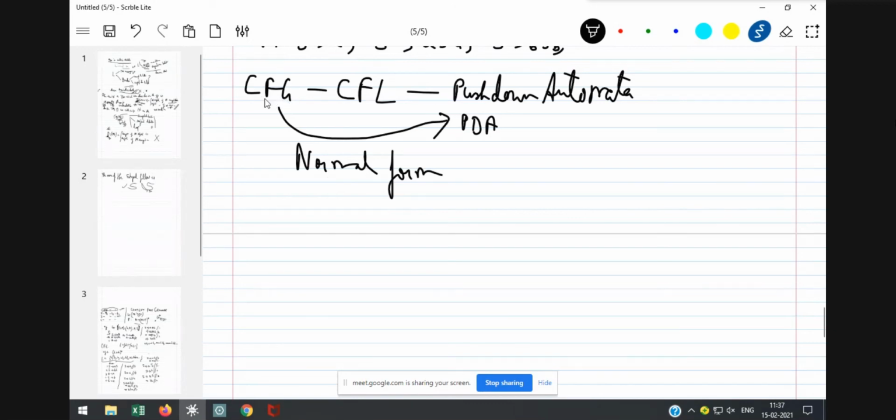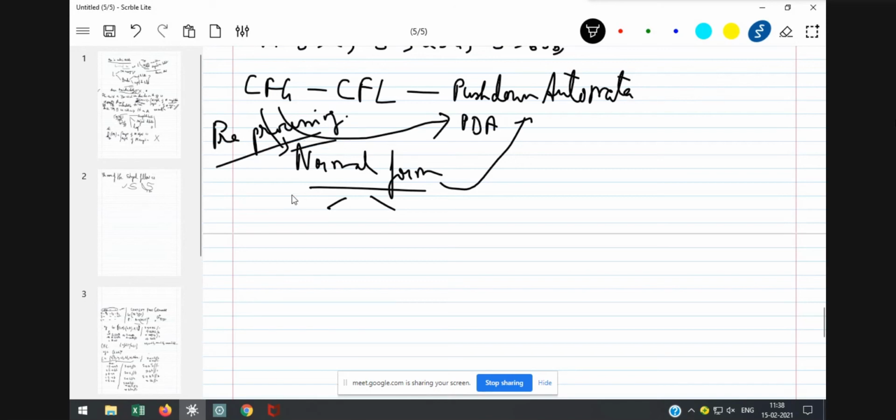So this context-free grammar, we'll be converting into a form which is known as normal form. From there, we can directly design a push-down automata. There are two normal forms, and we'll be learning those two normal forms. One more important point: before we convert a context-free grammar to the normal form, we need to do some pre-processing. After performing that pre-processing, we'll convert the pre-processed context-free grammar into the normal form.